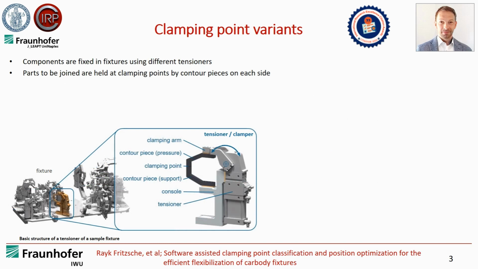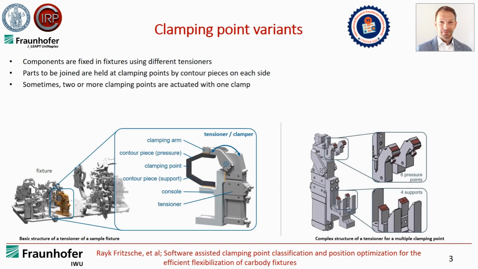For the development of such a flexible fixture, we have to do some analysis and optimizations. The single components are fixed in fixtures using different tensioners, and the parts to be joined are held at clamping points by contour pieces on each side. In the picture we see a simple fixture and a simple tensioner with one clamping point. The clamping point consists of a lower contour piece which works as a support, and an upper contour piece which works as a pressure piece, which is actuated over the clamping arm.